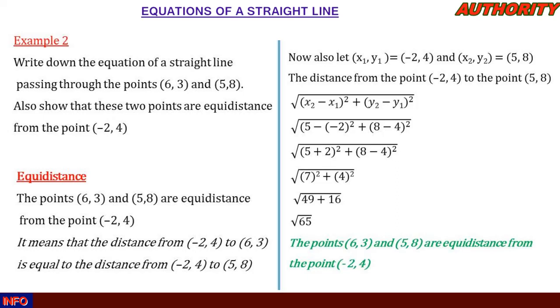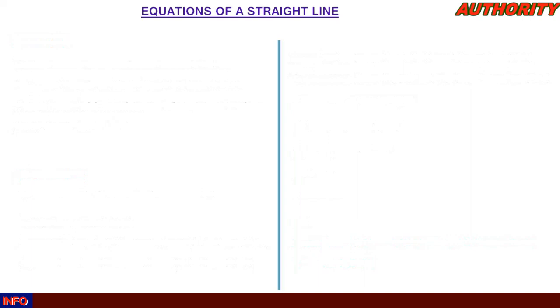So the points 6 comma 3 and 5 comma 8 are equidistant from the point minus 2 comma 4. That is to say, the distance from the point 6 comma 3 to the point minus 2 comma 4 is equal to the distance from the point 5 comma 8 to the point minus 2 comma 4. That is to say, the two points 6 comma 3 and 5 comma 8 are equidistant.